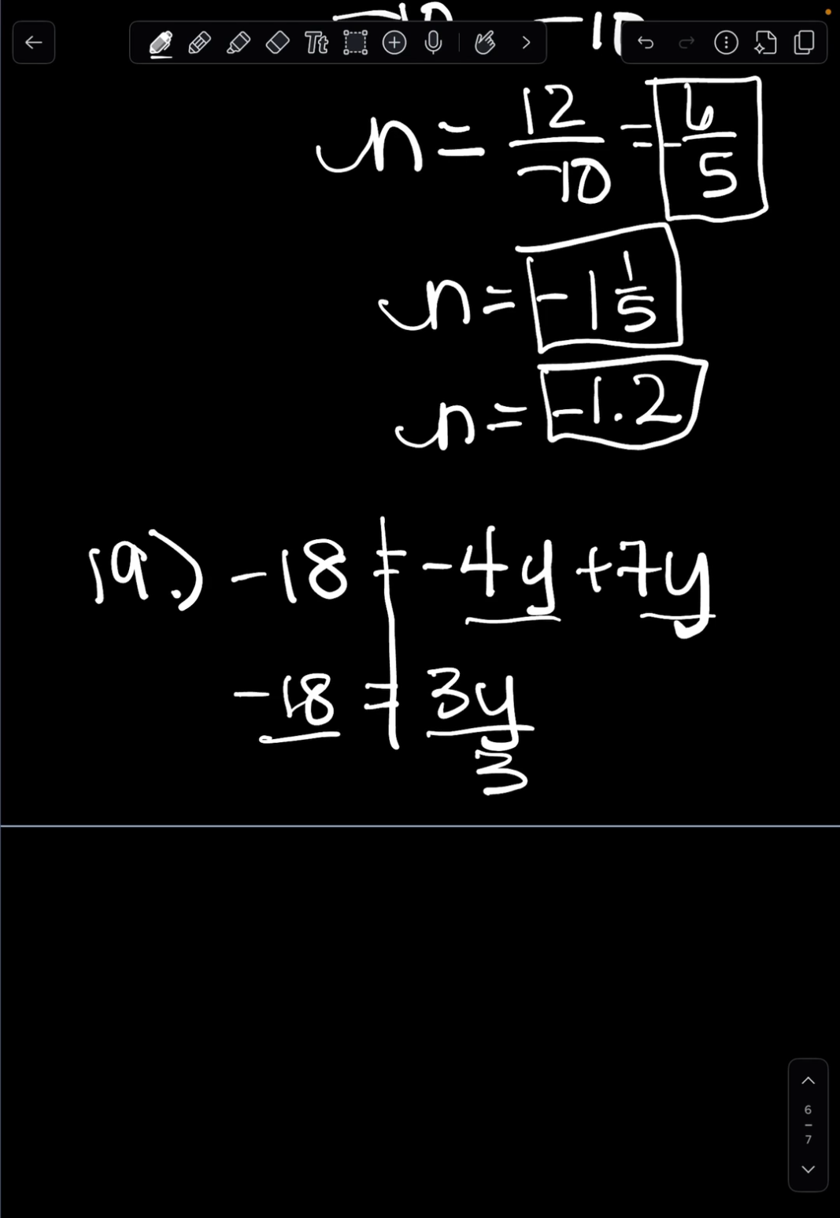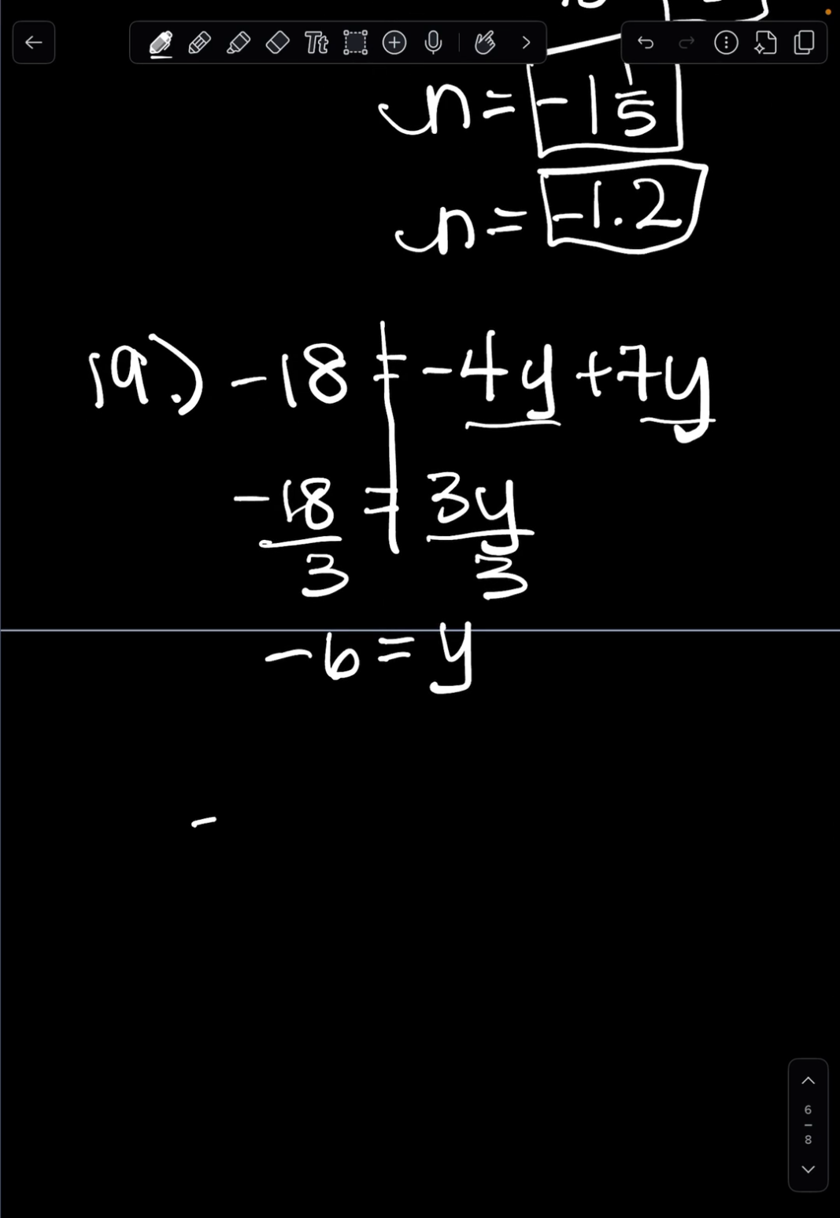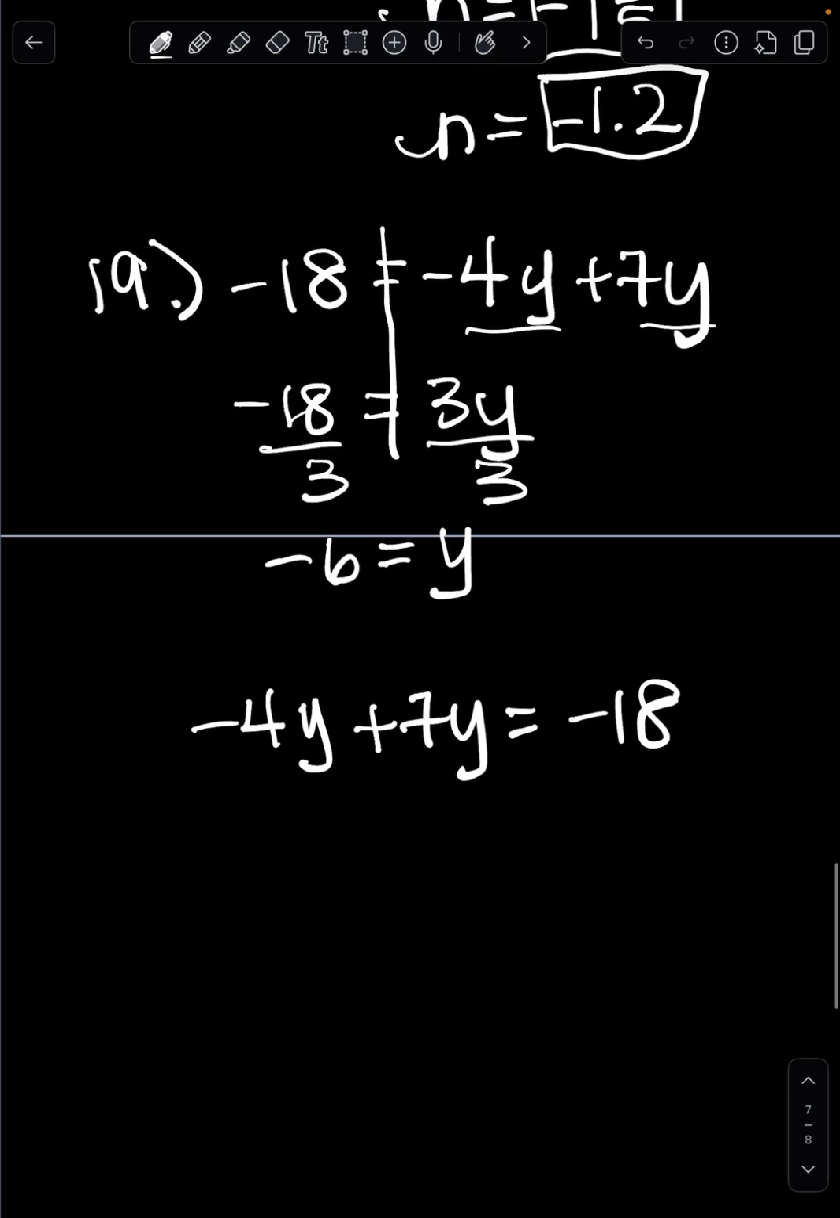Divide both sides by 3. Negative 6 equals y. Maybe you went ahead and flip-flopped those. Then you would end up with something that looks like this: negative 4y plus 7y. Notice I didn't change the order. I flip-flopped what's on the left and right side of the equal sign, but I didn't change the order.